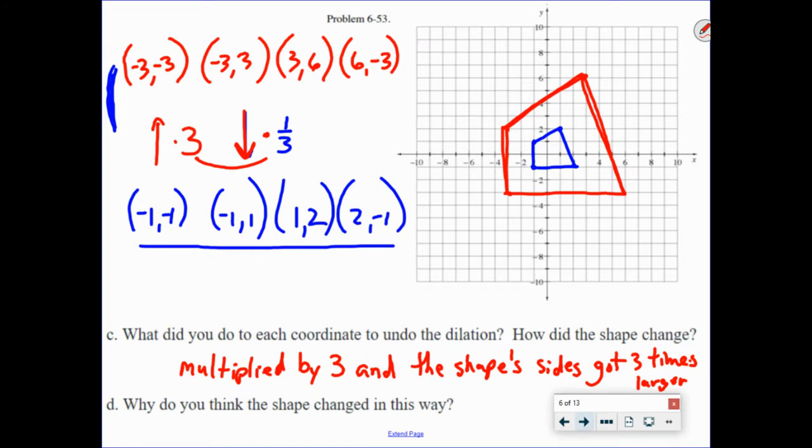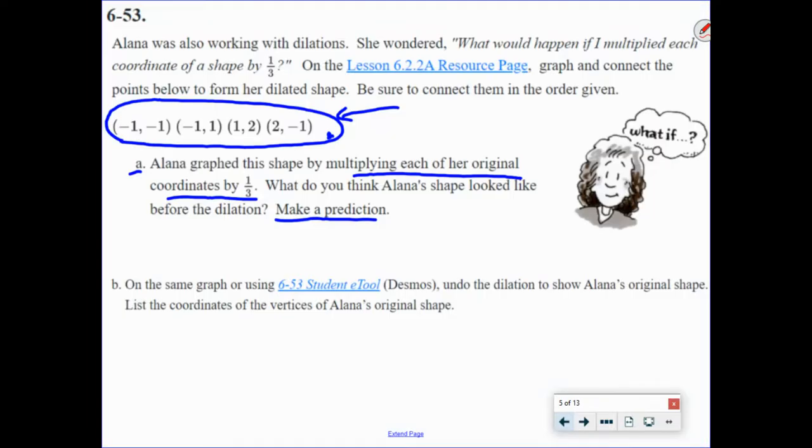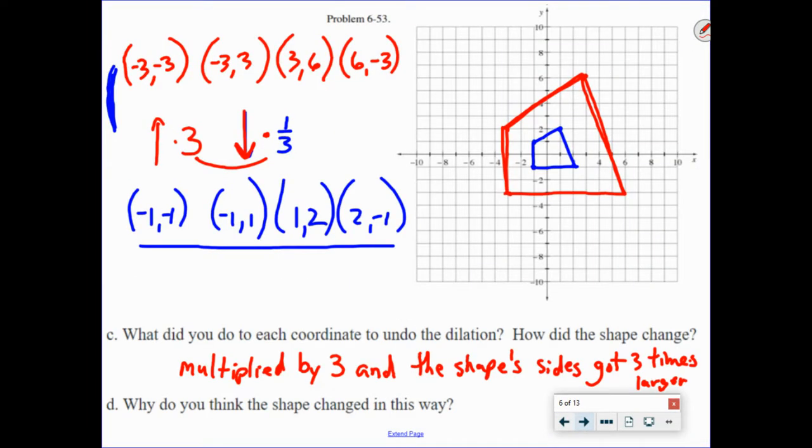All right? That's it for today. So that is all we've got. So make sure you've got that written down and have those notes. Oh, why do you think the shape changed this way? Multiplying by 3 makes values bigger.